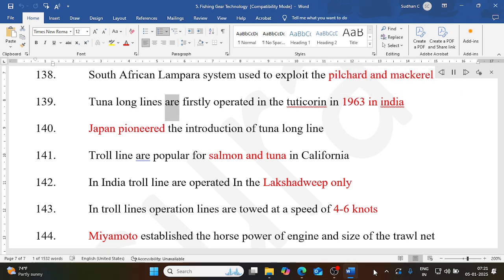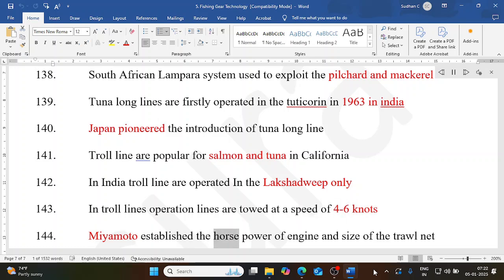Tuna long lines were first operated at Tuticorin in 1963 in India. Japan pioneered the introduction of tuna long line. Troll lines are popular for salmon and tuna in California. In India, troll lines are operated in Lakshadweep only. In troll line operation, lines are towed at a speed of 4 to 6 knots.